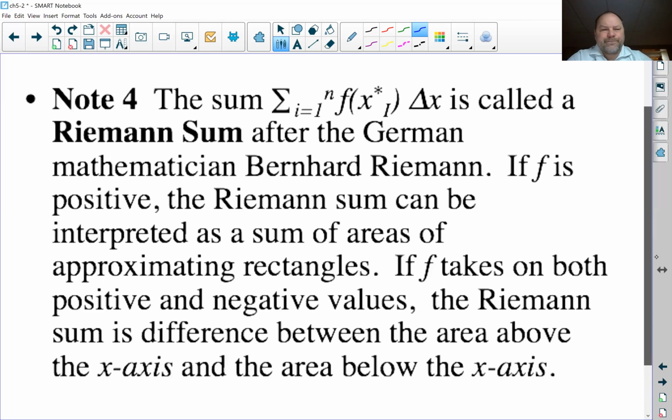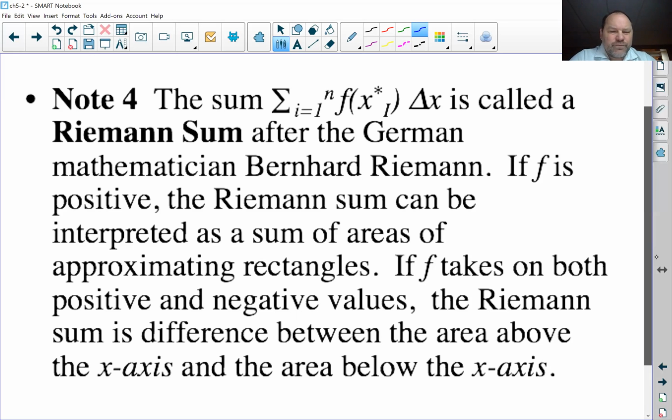That sum is called a Riemann sum, after the German mathematician Bernhard Riemann. If our function f is positive, then the Riemann sum can be interpreted as the sum of the areas of the rectangles that we talked about on Tuesday.